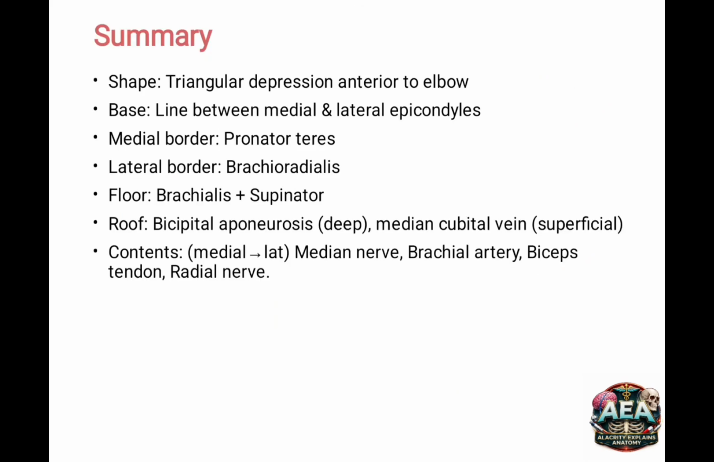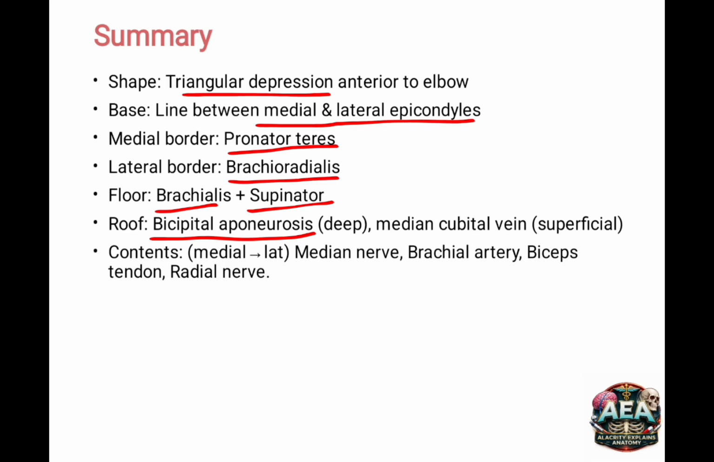So in summary, the cubital fossa is a triangular depression on the anterior aspect of the elbow. It has a base that lies between the medial and lateral epicondyles of the humerus. It has a medial border formed by the pronator teres muscle, a lateral border formed by the brachioradialis muscle, and a floor formed by brachialis and supinator. It has a roof formed by the bicipital aponeurosis, which is deep, and the median cubital vein, which is superficial.